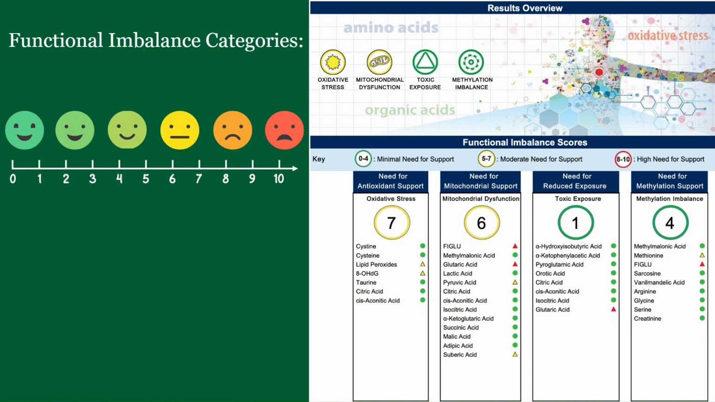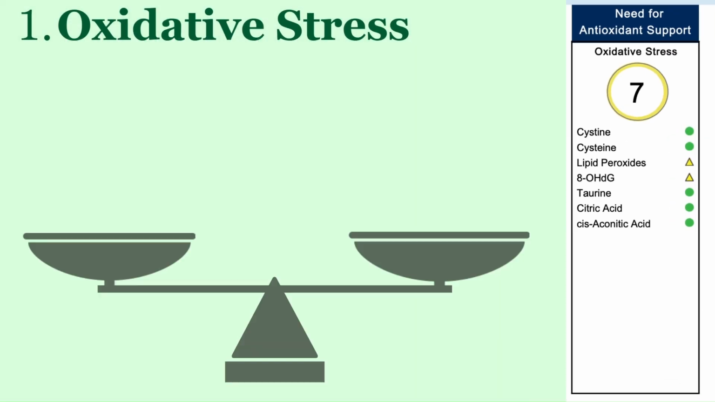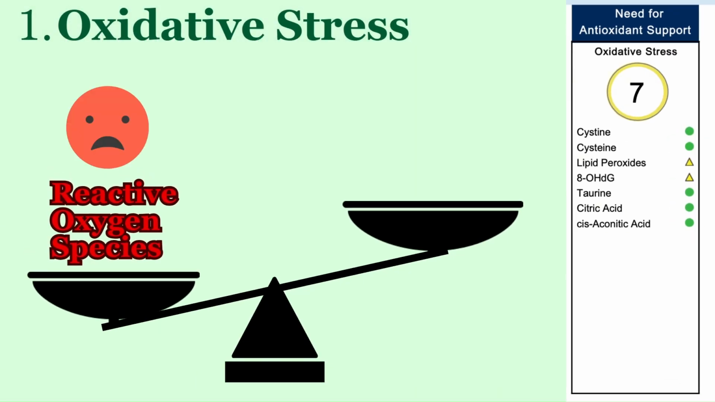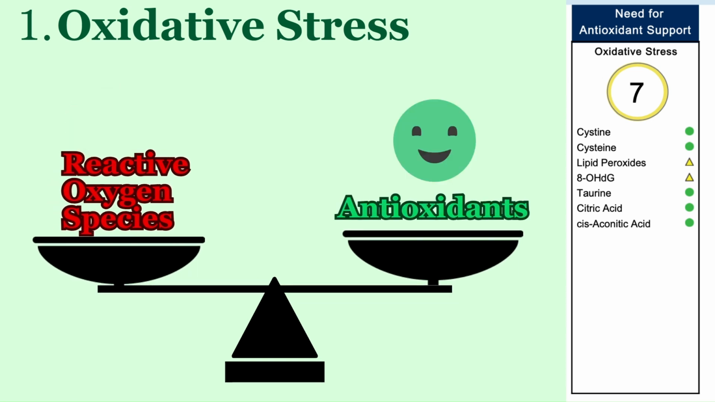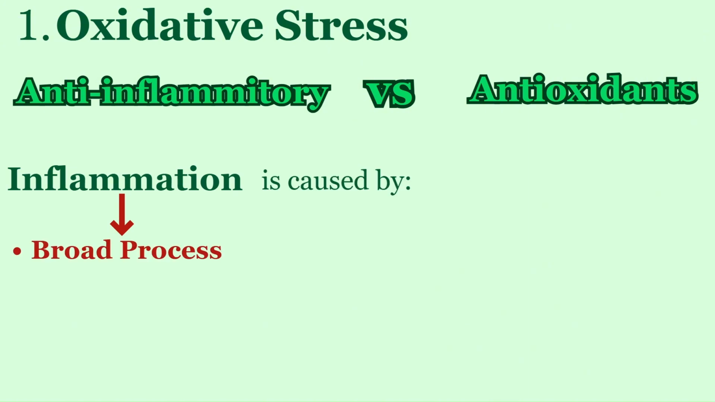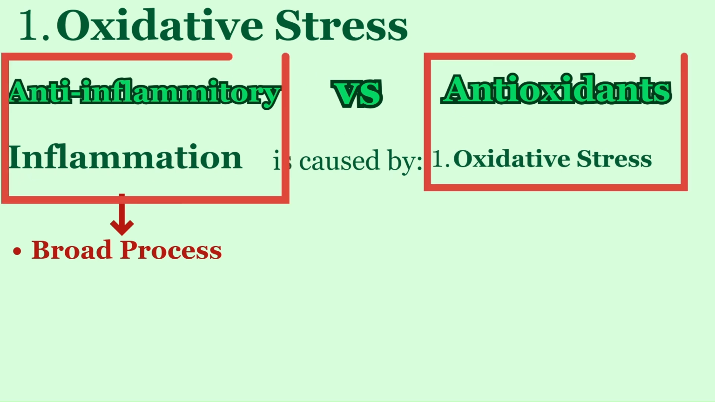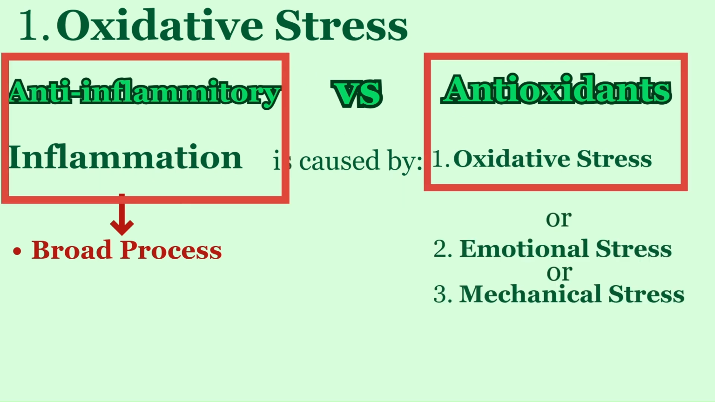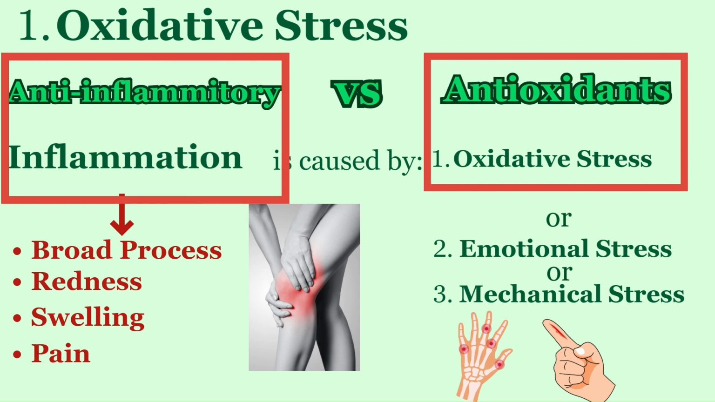The first category, called oxidative stress, shows your balance between reactive oxygen species, which are bad, and antioxidants, which are good. Let's take a look at the difference between antioxidant and anti-inflammatory, because these terms are often confused. Inflammation is a larger, broader process that can be caused by oxidative stress, or emotional stress, or a mechanical stress like arthritis or a cut or infection. And inflammation is seen and felt by redness, swelling, and pain, and it can be localized or widespread.